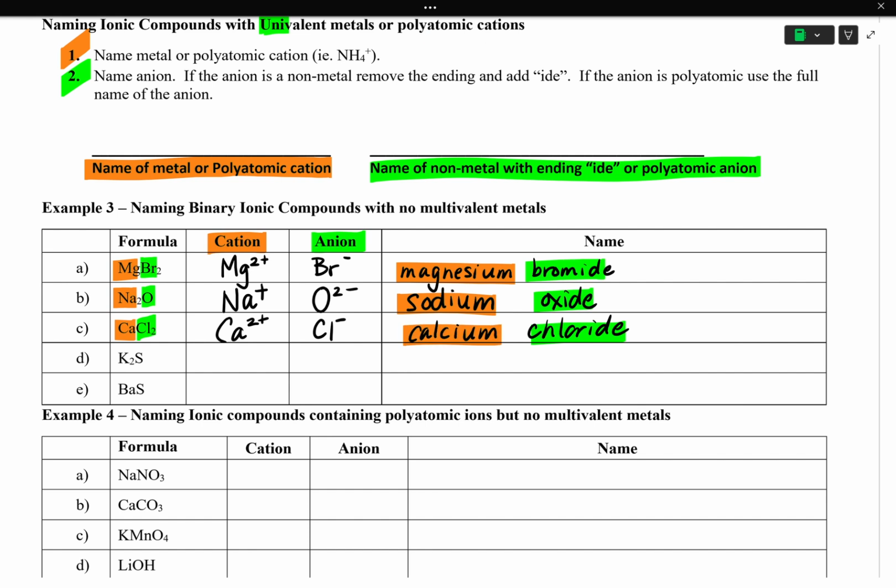Okay, next, K, potassium, K plus, 1 plus. S, sulfur, there's only 1 of them, but it has a 2 negative charge. Okay, there are 2 potassiums for every 1 sulfur. So this would be potassium sulfide.